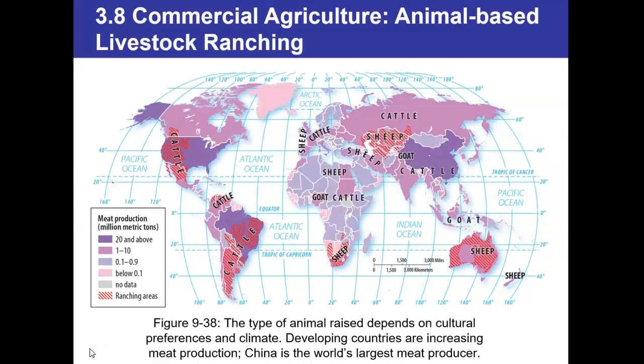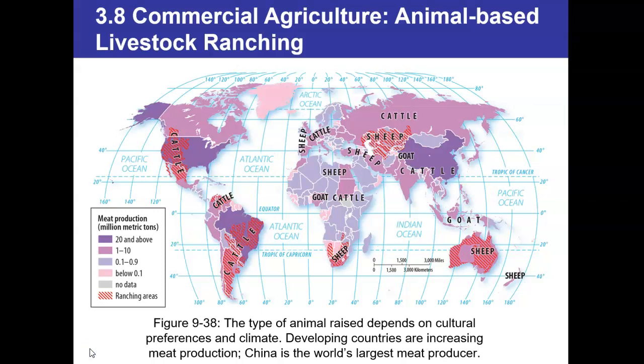This last map, figure 9-38, is found on page 331 of your textbook, and you will see that China is now the world's largest meat producer. The type of animal raised depends on cultural preferences and climate. So you will also see the type of animal that's most commonly cultivated in these different regions of the world. Developing countries are increasing their meat production, but China, again, is the world's largest meat producer.